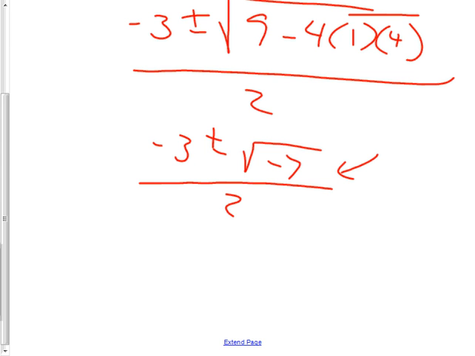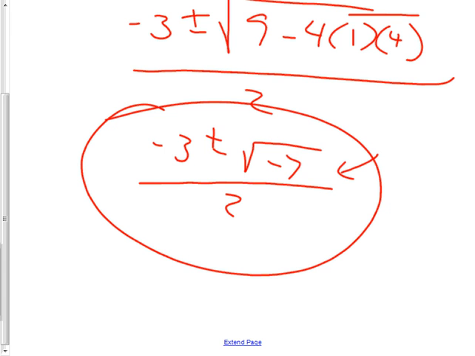All right, but if you use the quadratic formula, it'll always work, including if you get a negative answer underneath the root. So here's my answers. They just have an imaginary component to them because they have a negative under the root.